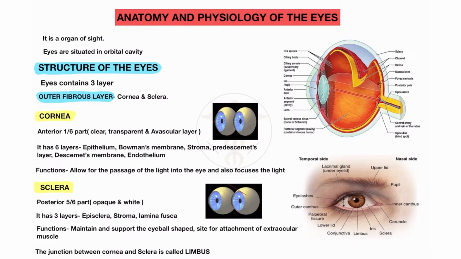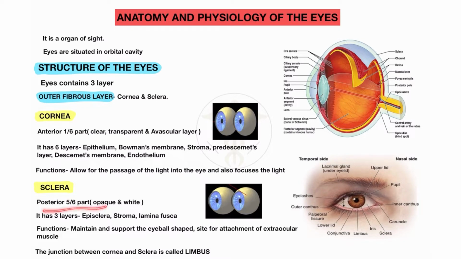What is the function of the cornea? The cornea allows the passage of light into the eye and also focuses the light. It helps in focusing the light onto the lens and in the formation of the image on the retina. So its function is to allow the passage of light into the eye, focus the light, and help in the refraction of the light. This is very important: refraction of light occurs by the cornea. So that is about the cornea. Please learn this. Here you will also see the layer called the cornea.